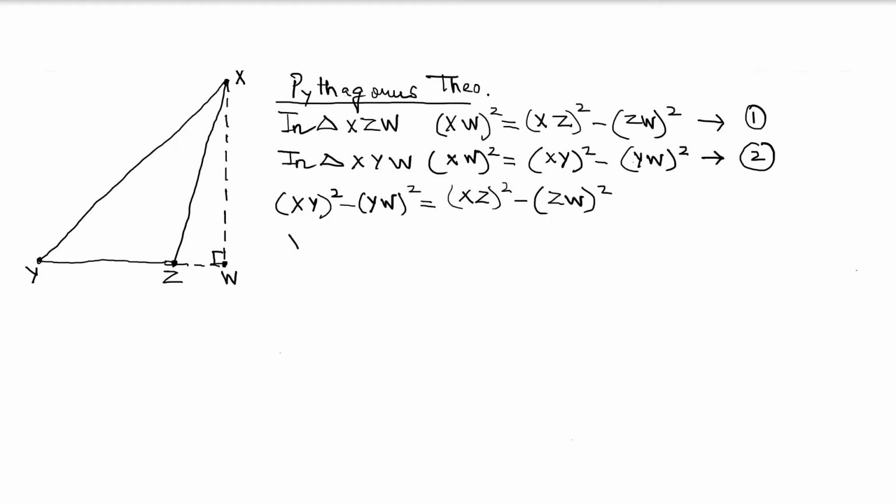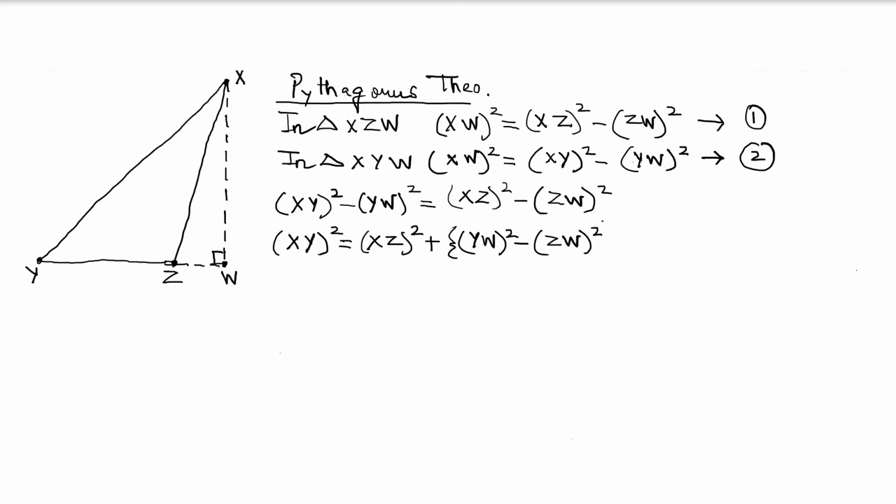Now from here we can just articulate and come down to a conclusion which says xy whole square is equal to xz whole square, and then I am combining the remaining two here. The remaining two here are yw whole square minus zw whole square. Why have I done this?